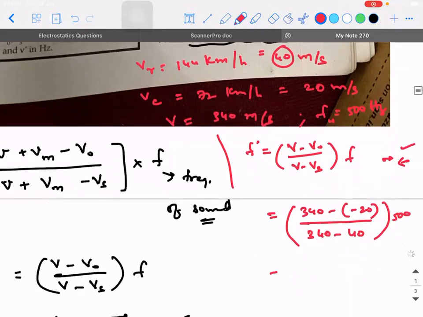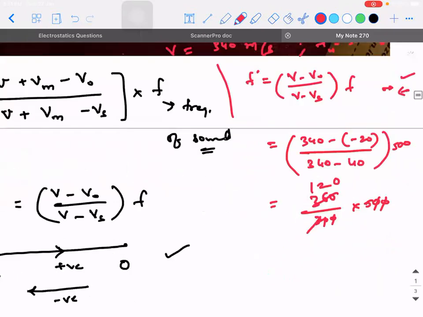So how much is the answer? 340 minus of minus 20 is 360, divided by 300, into 500. Cancel 3, it will go 12, 120 times 5 is 600 hertz. So whenever they are approaching each other, the frequency will increase. 600 hertz is the answer.